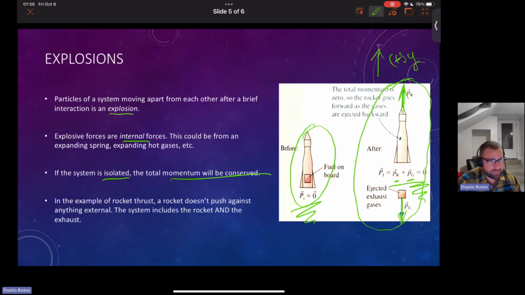And I've already talked about this fourth bullet point in the example of rocket thrust. A rocket doesn't push against anything external. The system includes the rocket and the exhaust. So there's no external pushing. The pushing comes from the internal stuff inside the box that we define our system to be.